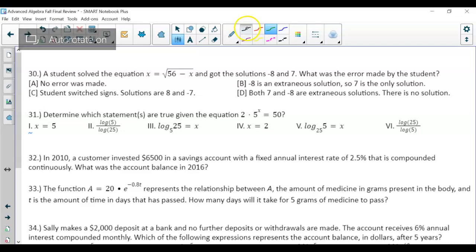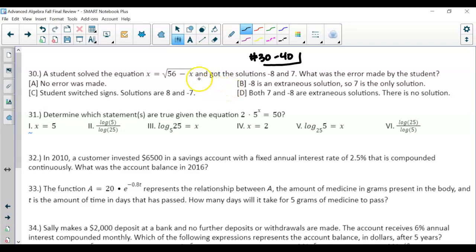So now in this video for the Advanced Algebra Final Exam Review, I'm going over the last questions, numbers 30 to 40 in this video. So starting with number 30, a student solved this radical equation and got the solutions -8 and 7. What was the error made though by the student?